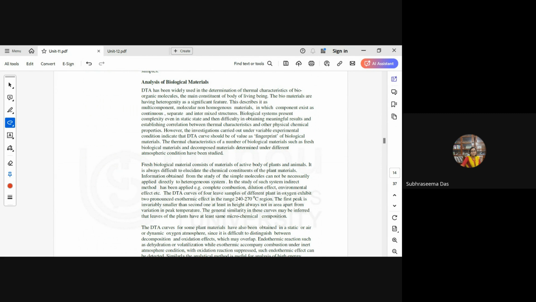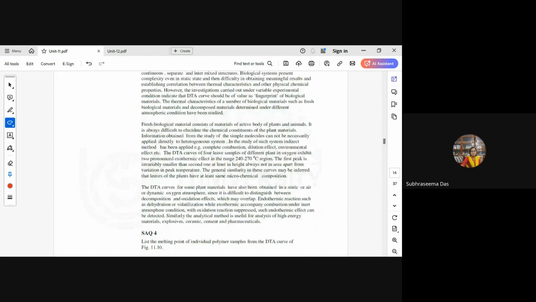The thermal characteristics of a number of biological materials have also been studied under different atmospheric conditions. Now, fresh biological materials that consist of matter of active body and plants have also been studied by DTA. However, it is always difficult to find out the exact chemical constituents and the thermal properties of plant materials. The information obtained has not been directly indicated to a homogeneous biological material.